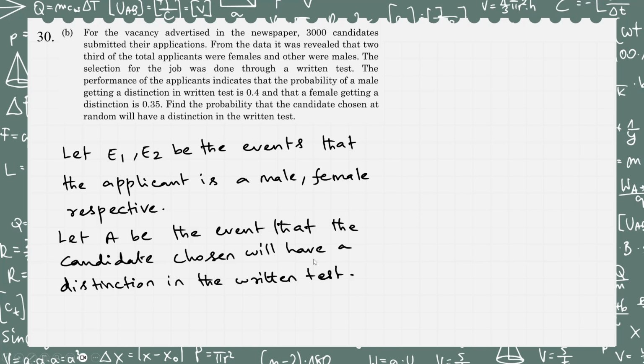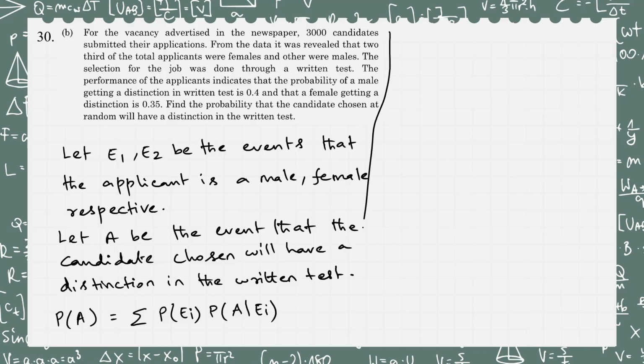So after making the events ready, we need to find P of A, of course. So P of A will be sigma P of Ei into P of A given Ei, i equals 1 to 2 only. We have only two options.